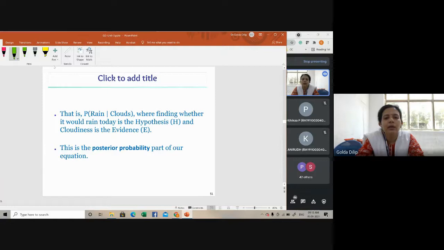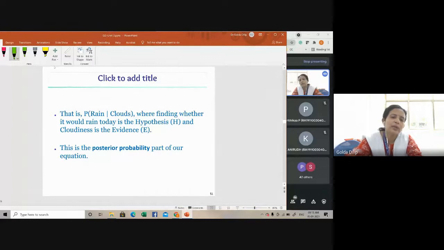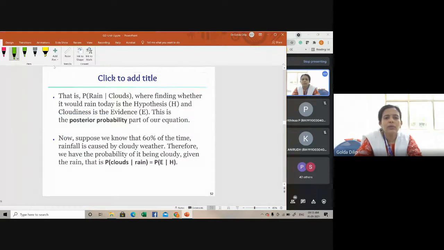We're finding whether it would rain today. That is actually the hypothesis, and the evidence for it is the cloudiness. So this is the posterior probability part for the scenario.